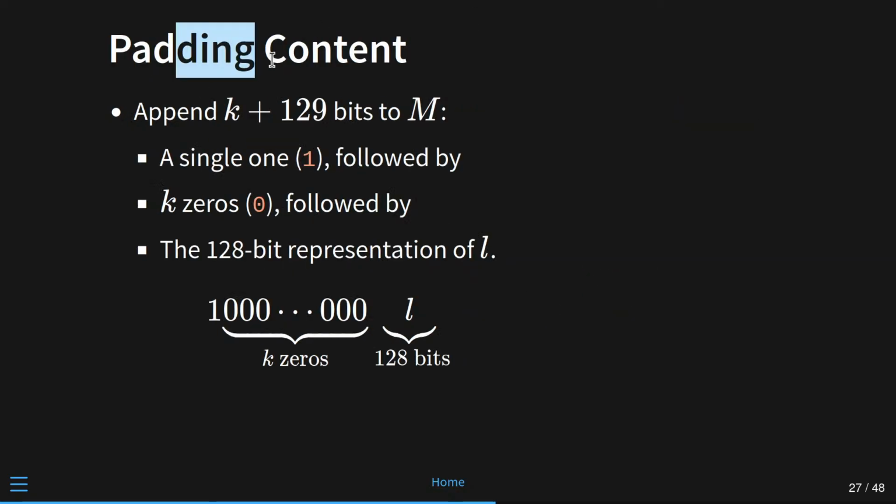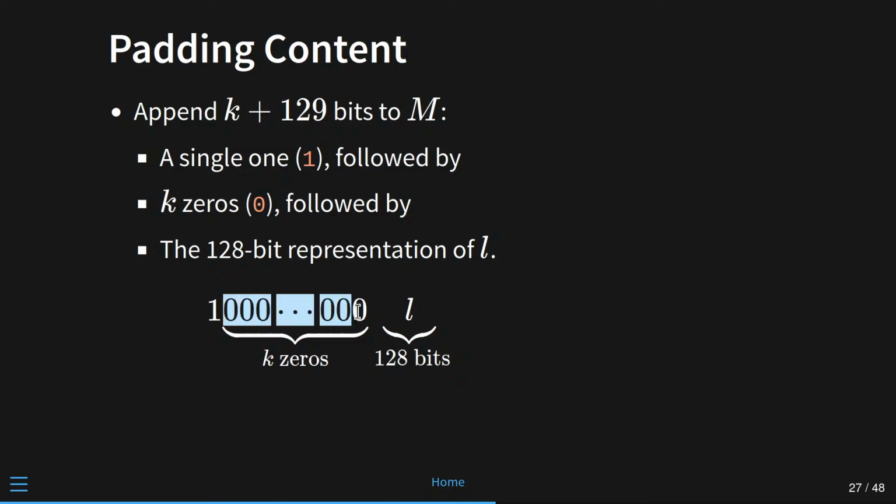Okay, so we're going to add the padding content. We take k plus 129 bits, this k that we just found, and add them to the end of that m. We place the 1, we place many zeros, and then we place the 128-bit representation of length. Many of these 128 bits will themselves be 0, but they will have a different meaning.